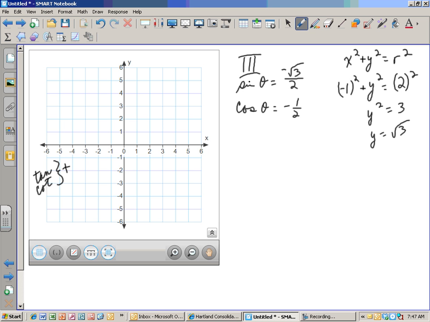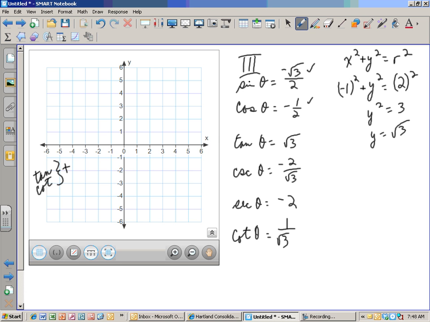Okay. Well, now that I've got sine and cosine, the rest should be easy. Tangent. It's the y over the x. So it's going to be a negative over negative, which is a positive. Square root of 3 over 1 is square root of 3. And now I have the reciprocals. Negative 2 over root 3. Secant, negative 2. Cotangent, 1 over square root of 3, which is square root of 3 over 3.